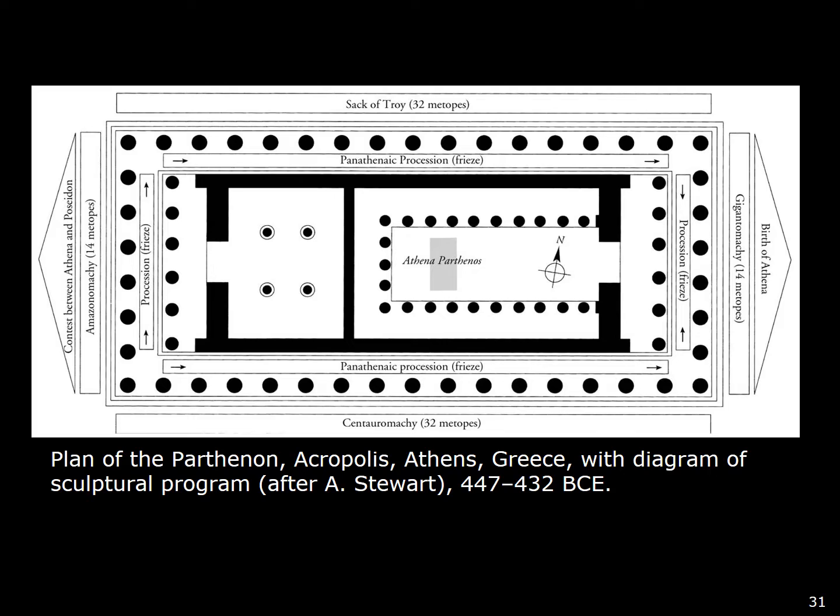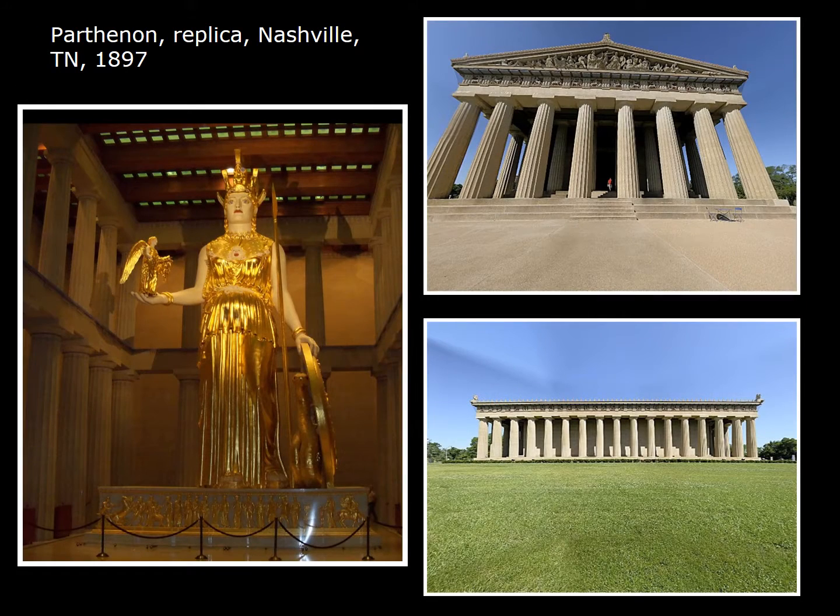You can see in here the two chambers. The smaller chamber is the treasury, and the larger chamber is where Athena Parthenos, the statue of Athena, would have been placed. The particular statue of Athena was as tall as the building itself.